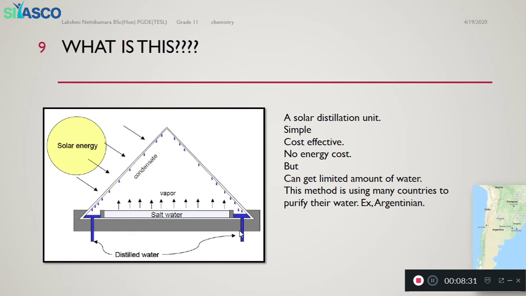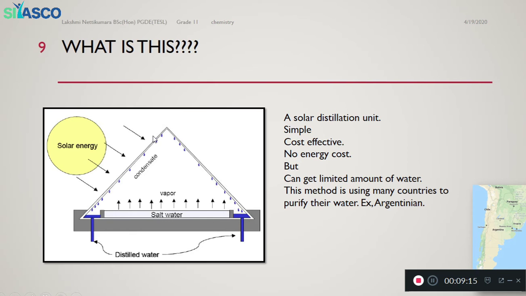Some countries use this very simple solar distillation unit to purify water from seawater. You can understand it. There is a specially constructed roof here, and this is a salt water tank filled with salt water in the upper part, and two small drains, an outlet here. What will happen during daytime is that this salt water gets heated, and the water is vaporized and condensed near the roof.